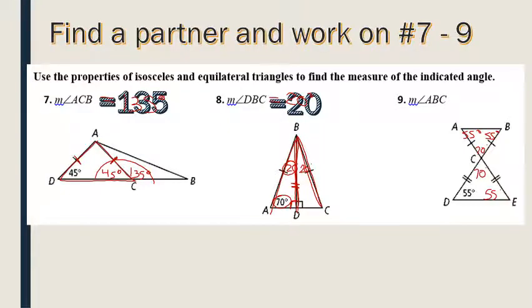Number 9 up here, again, if angle D is 55, angle E is also 55, which means this angle DCE is 70. Using vertical angles theorem, the angle ACB is also 70, which then forces both angle A and angle B up there at the top to both be 55 degrees. So angle ABC is 55 degrees.